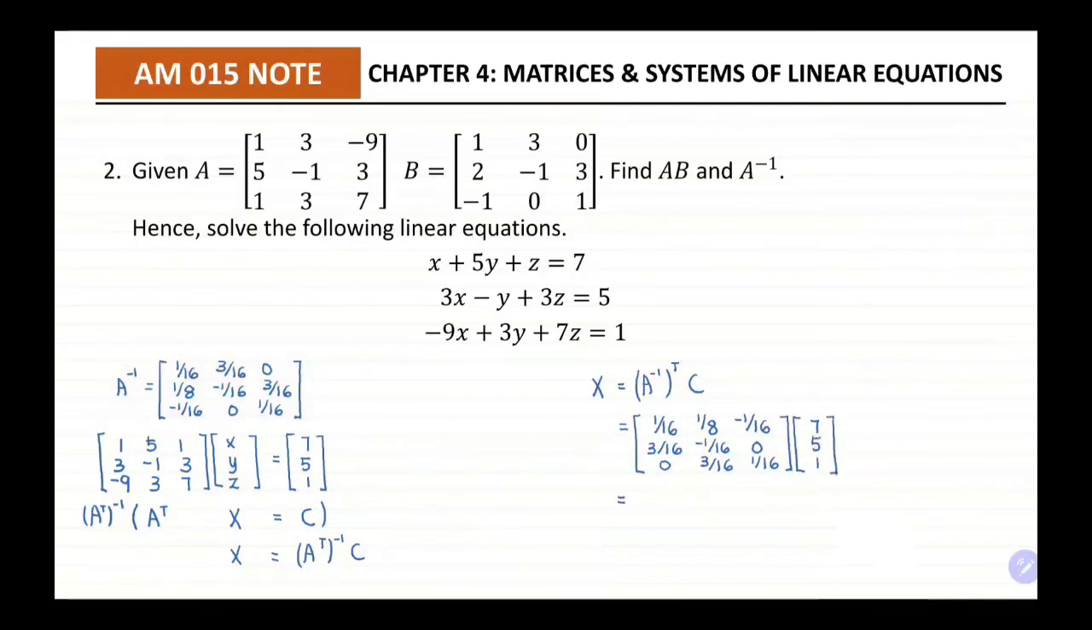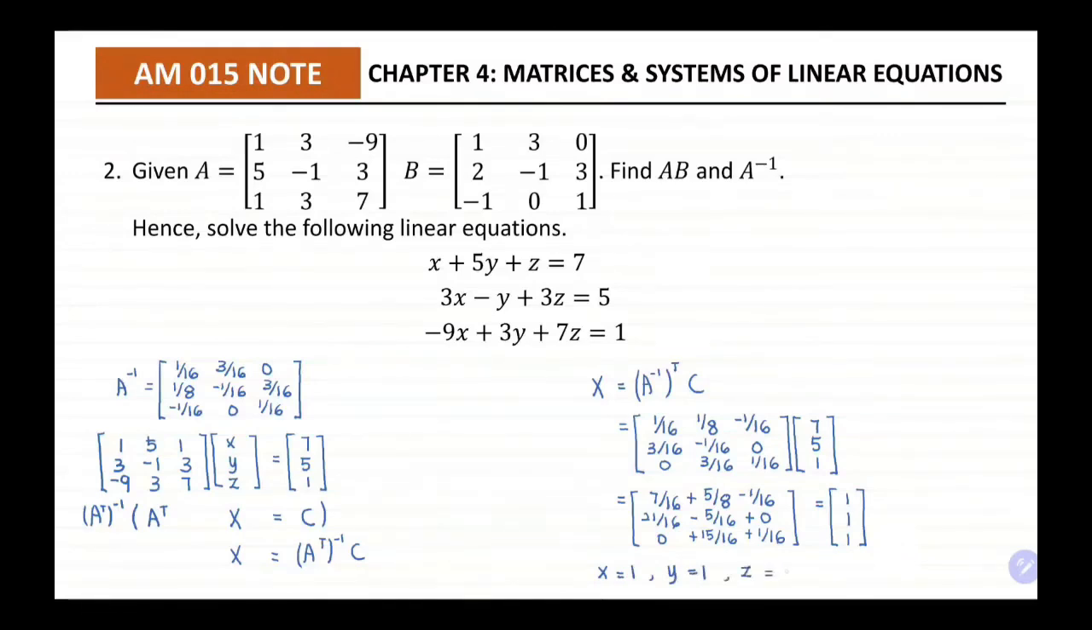We times row column 7 over 16 plus 5 over 8 minus 1 over 16. 21 over 16 minus 5 over 16 plus 0. 0 plus 15 over 16 plus 1 over 16. Okay, then we calculate. We get 1, 1, 1. Then we conclude our X equals to 1, Y equals to 1, and also Z equals to 1.